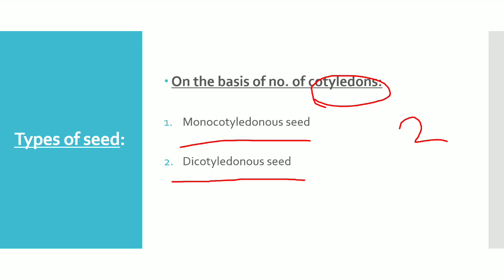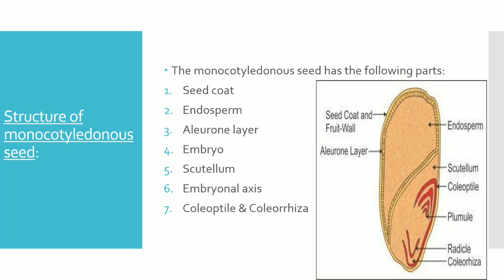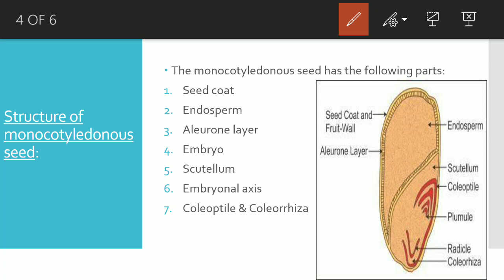Now, we will study the structure of monocotyledonous seeds. The monocotyledonous seed has the following parts. These are the seed coat, endosperm, aleurone layer, embryo, scutellum, embryonal axis, and coleoptile and coleorhiza. Now, what are these parts? First one is seed coat.